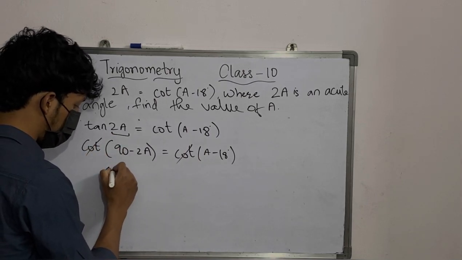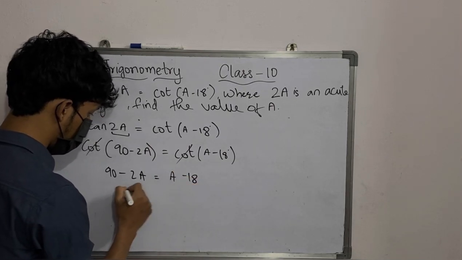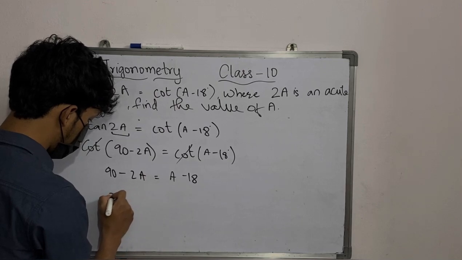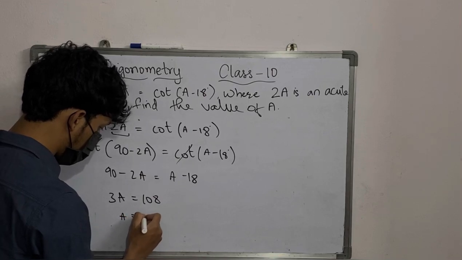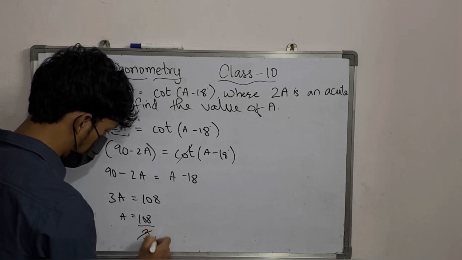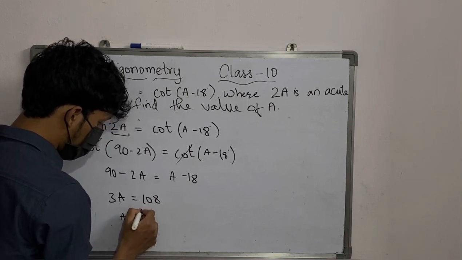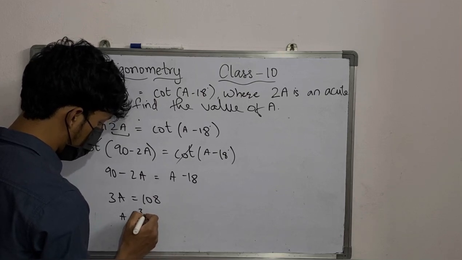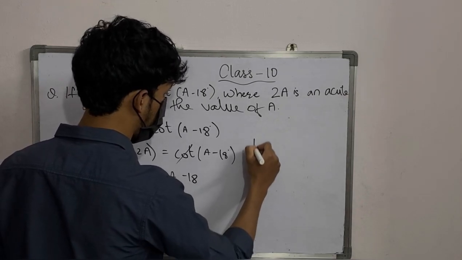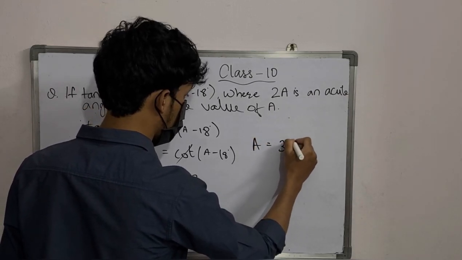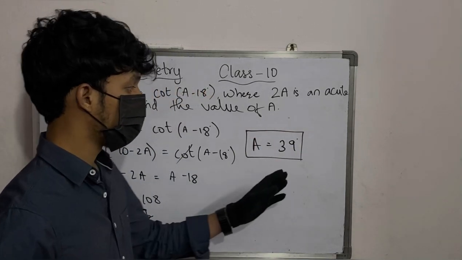Now we get 90 minus 2A is equal to A minus 18, and by substituting we can say that 3A is equal to 108, and A is equal to 108 by 3. 3 ones are 3, this is 0, guys, so 108, so 3 threes are 9, we get 1 here, so 3 nines are 27. So we have got the answer: the value of A is 36 degrees.